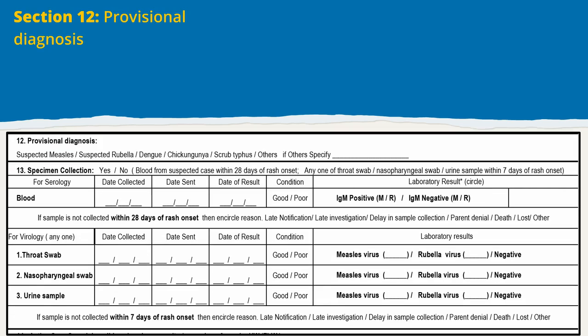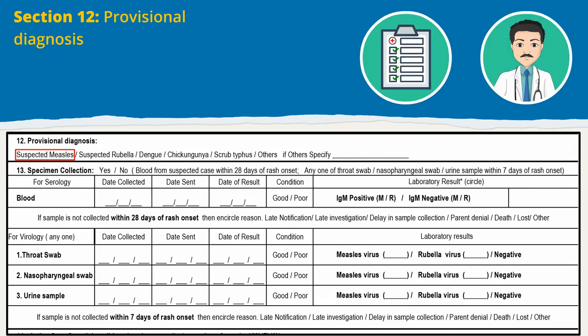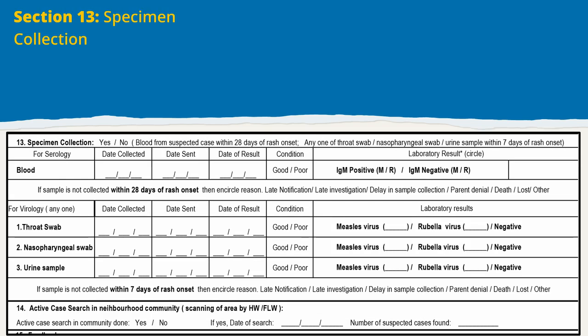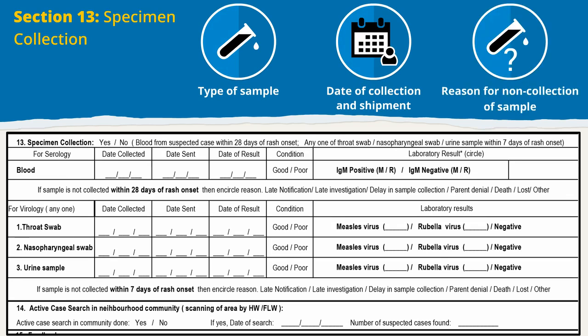In this section 12, provide the provisional diagnosis as per any available record or clinician's opinion. In this section 13, fill in the details of specimen collection. Remember to mention reasons if sample is not collected.